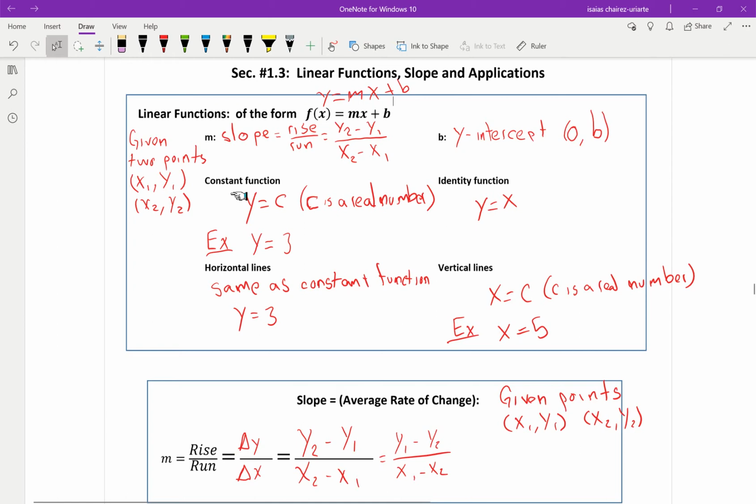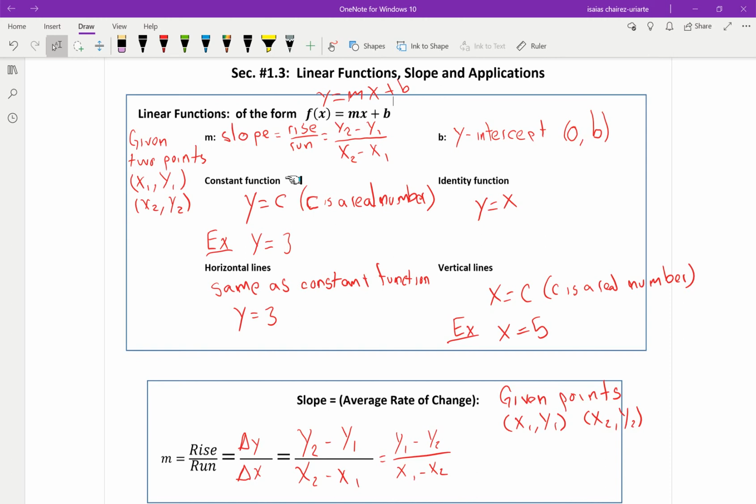Okay, what's a constant function? Well, a constant function is a function that doesn't change. It's always the same value. So imagine, for instance, remember x is the independent variable, y is the dependent variable, and so I make a choice of x, and that gives me a y. So imagine that my x is 1 and my y is 3. My x is 2 and my y is still 3. My x is 3, my y is 3. My x is 4, my y is still 3. So that's a constant function.